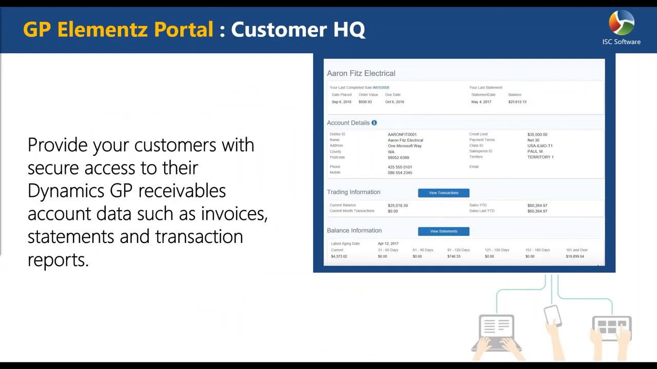Want your customers to be more self-serving? Well, check out GP Element's CustomerHQ portal. This is available 24/7, of course, and allows your customers to search their transactions quickly. They can drill down to review full transaction information, save a transaction to a PDF or print it. They can export data directly into Excel and do their own analysis.